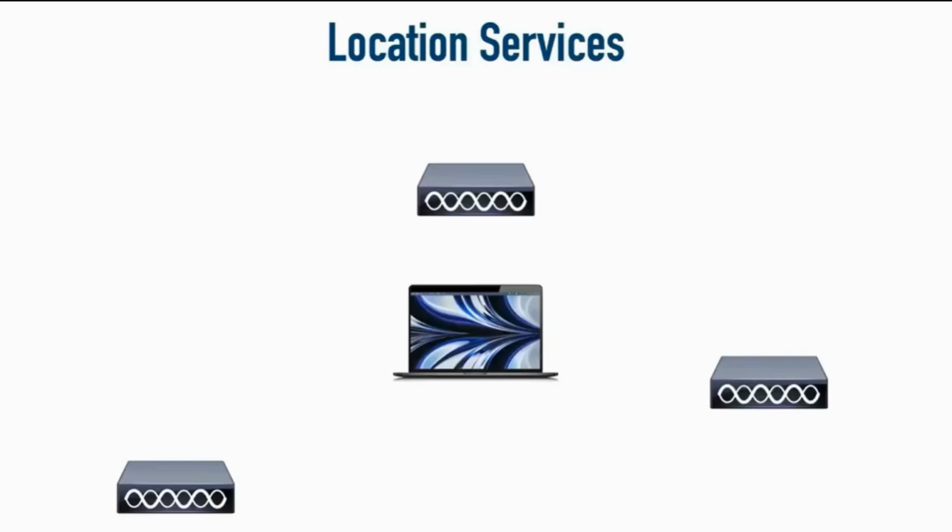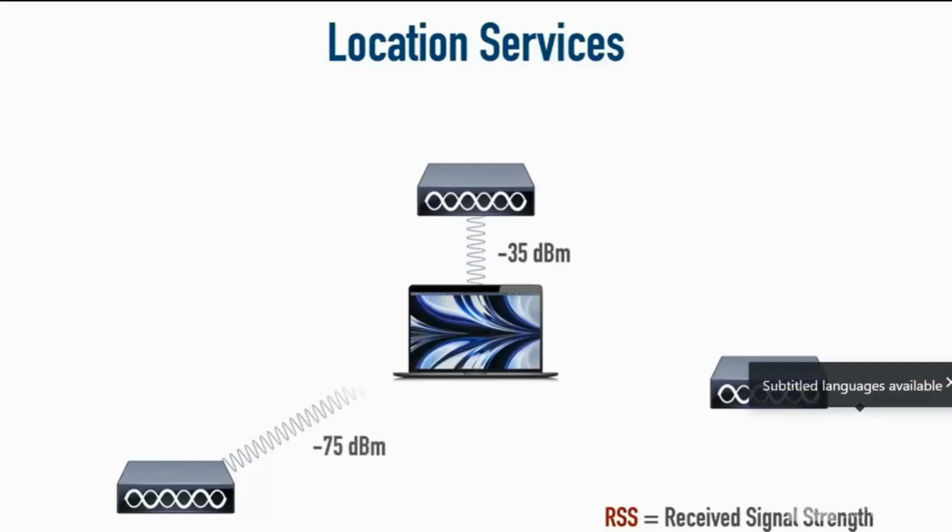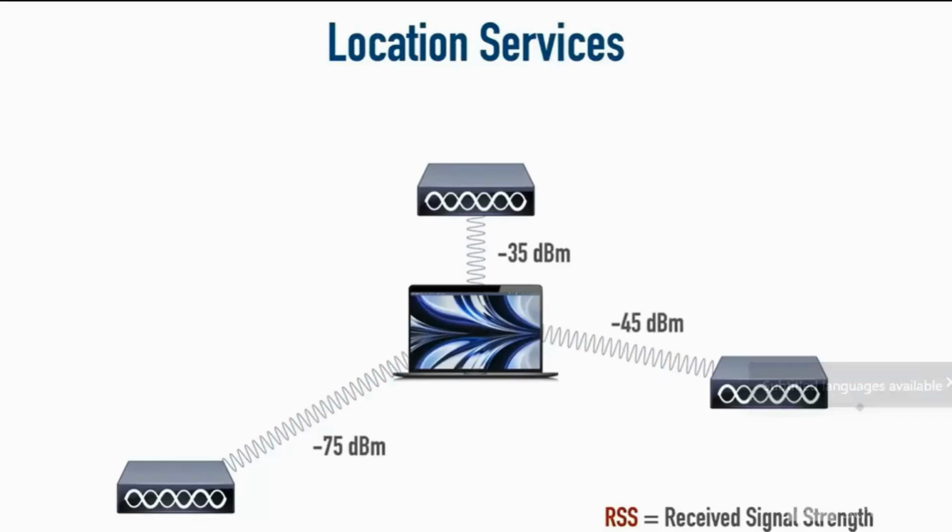What we do instead with location services is we can measure the signal strength from multiple access points. This signal strength is measured as RSS, received signal strength. Let's say that this laptop on screen is in the proximity of 3 access points. Well, we can take a look at the received signal strength from each of those access points, and if we have a floor plan showing where those access points are installed, then it can mathematically be determined fairly precisely where this client is right now.